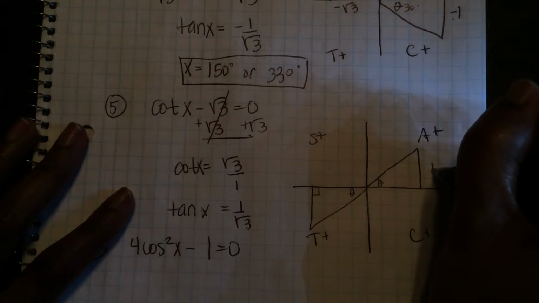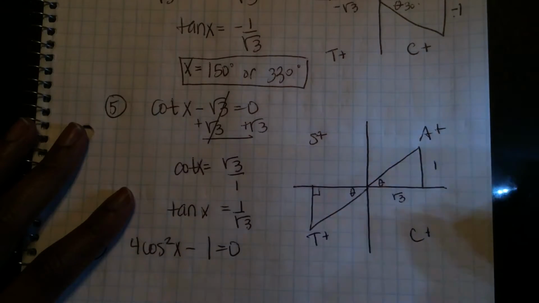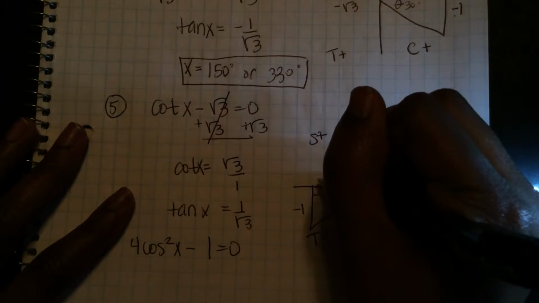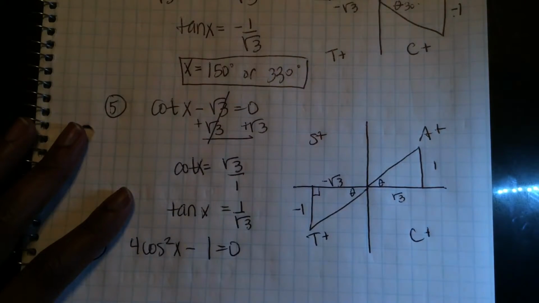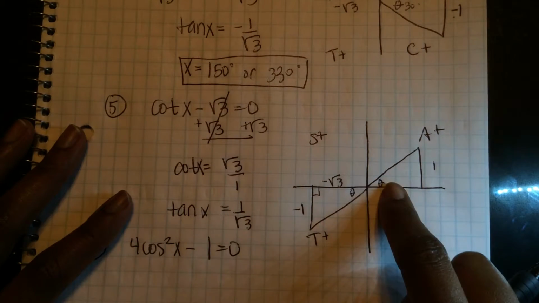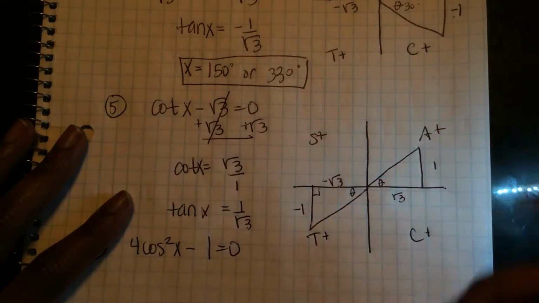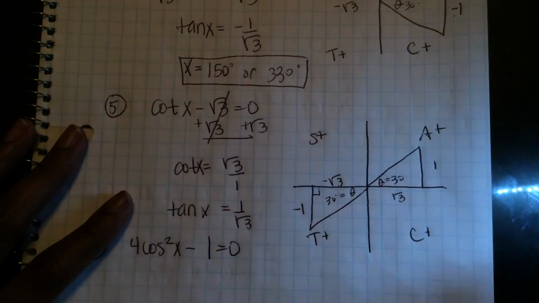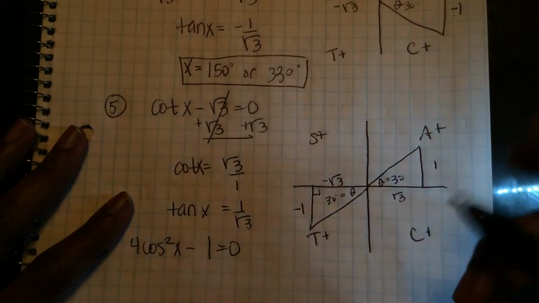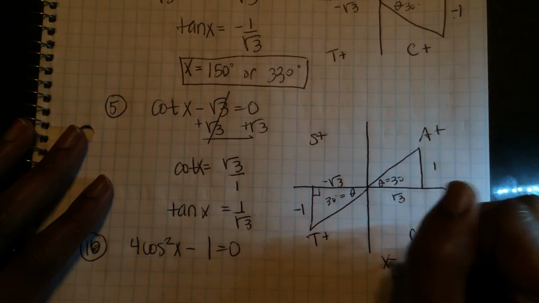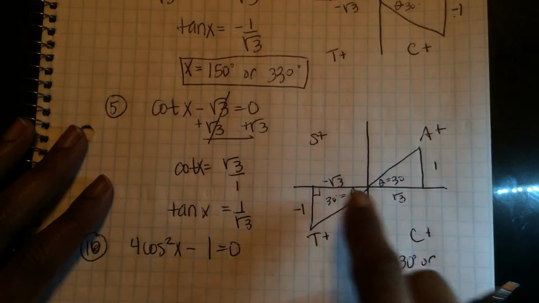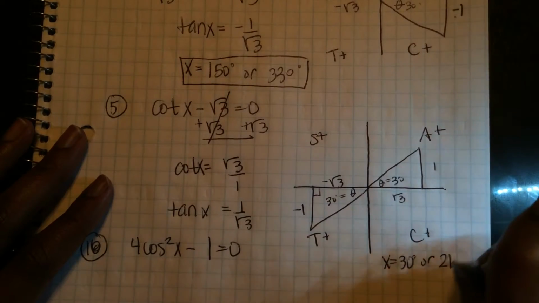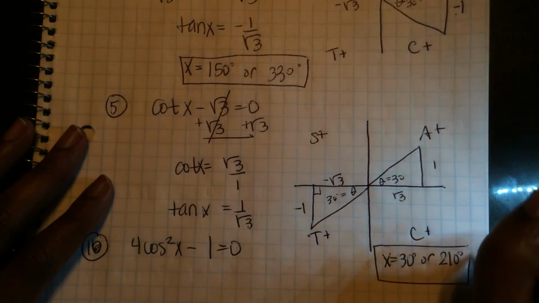So the opposite would be 1. The adjacent is square root 3. The opposite is -1. The adjacent is negative square root 3. Which angle has an opposite of 1 and an adjacent of square root 3? That would be 30 degrees. So x equals 30, or 180 plus 30, 210 degrees.